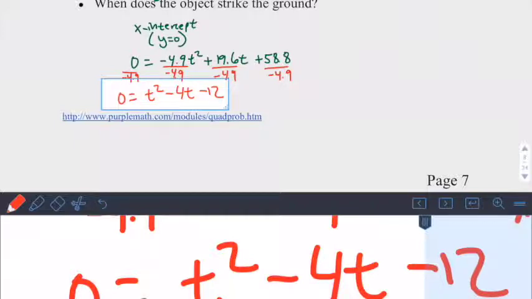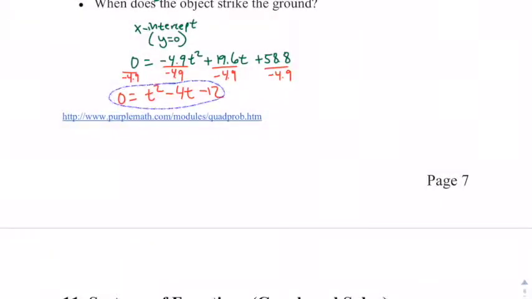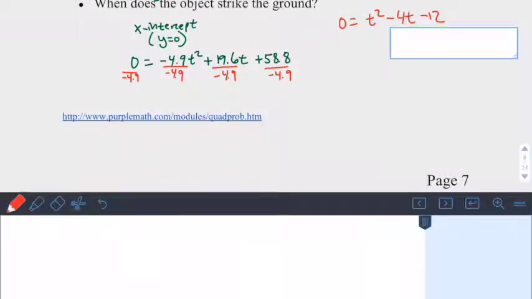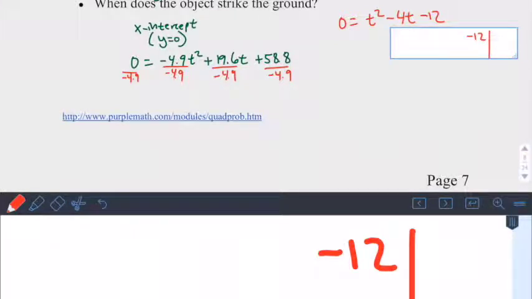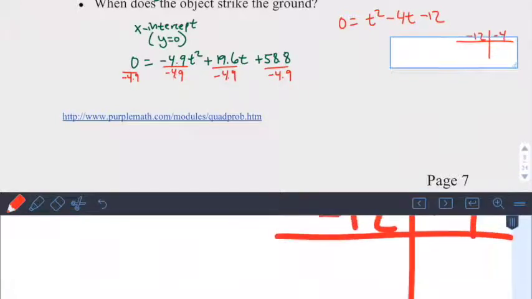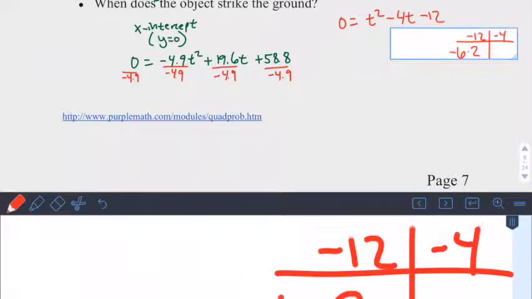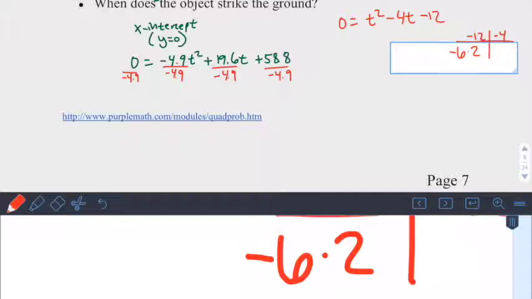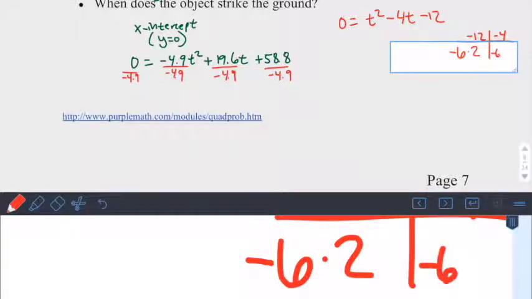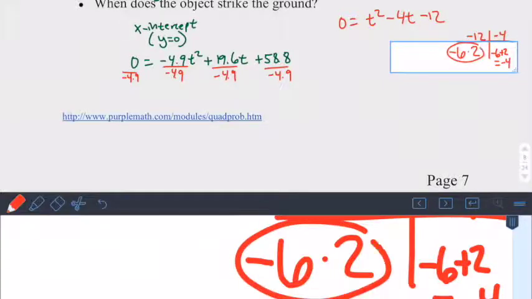I'm going to factor and solve it. So I want factors of negative 12 that add up to negative 4. The better you get at seeing it, the easier this is, so you don't have to list out all the factors. I know that negative 6 times 2 will give me negative 12, and I also know that negative 6 plus 2 will give me negative 4, so these are my factors.